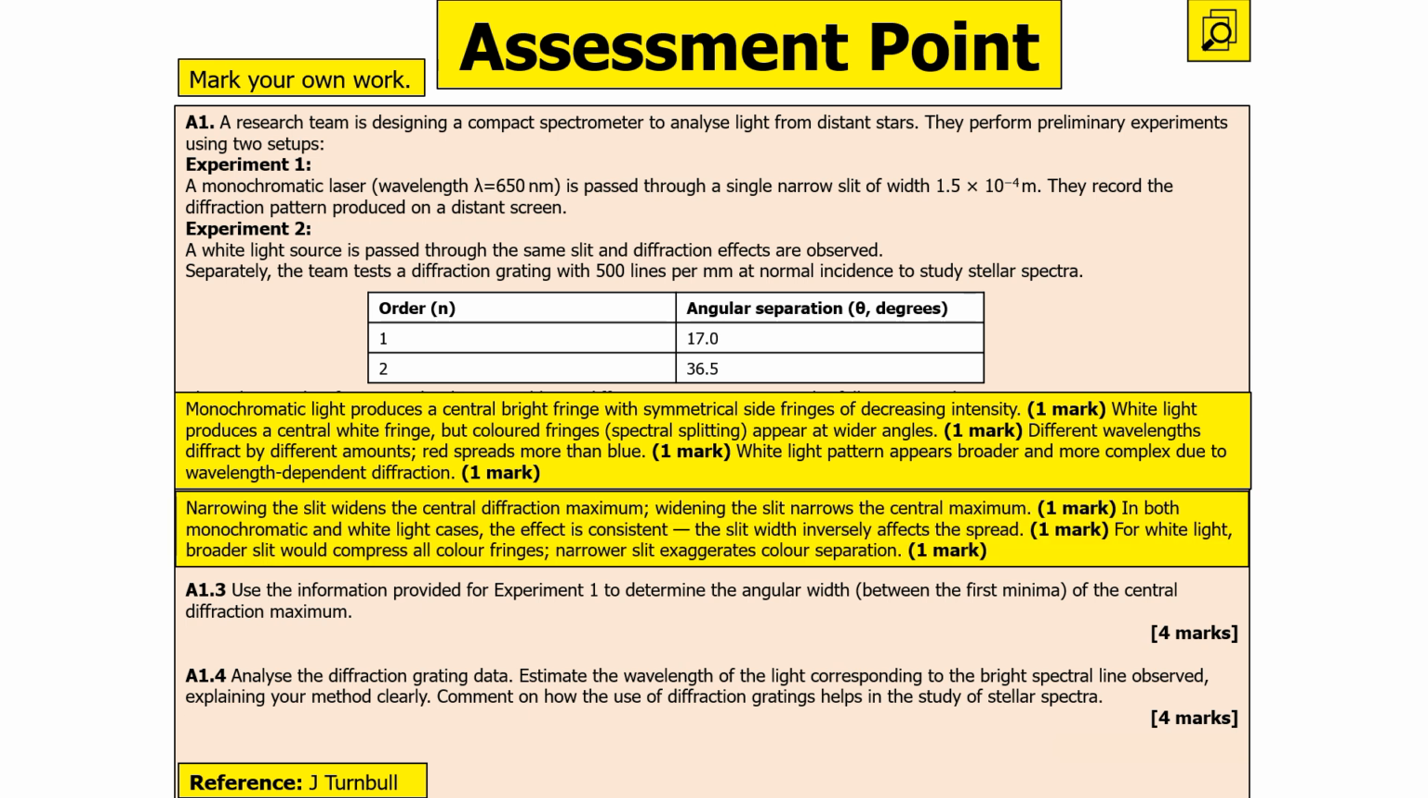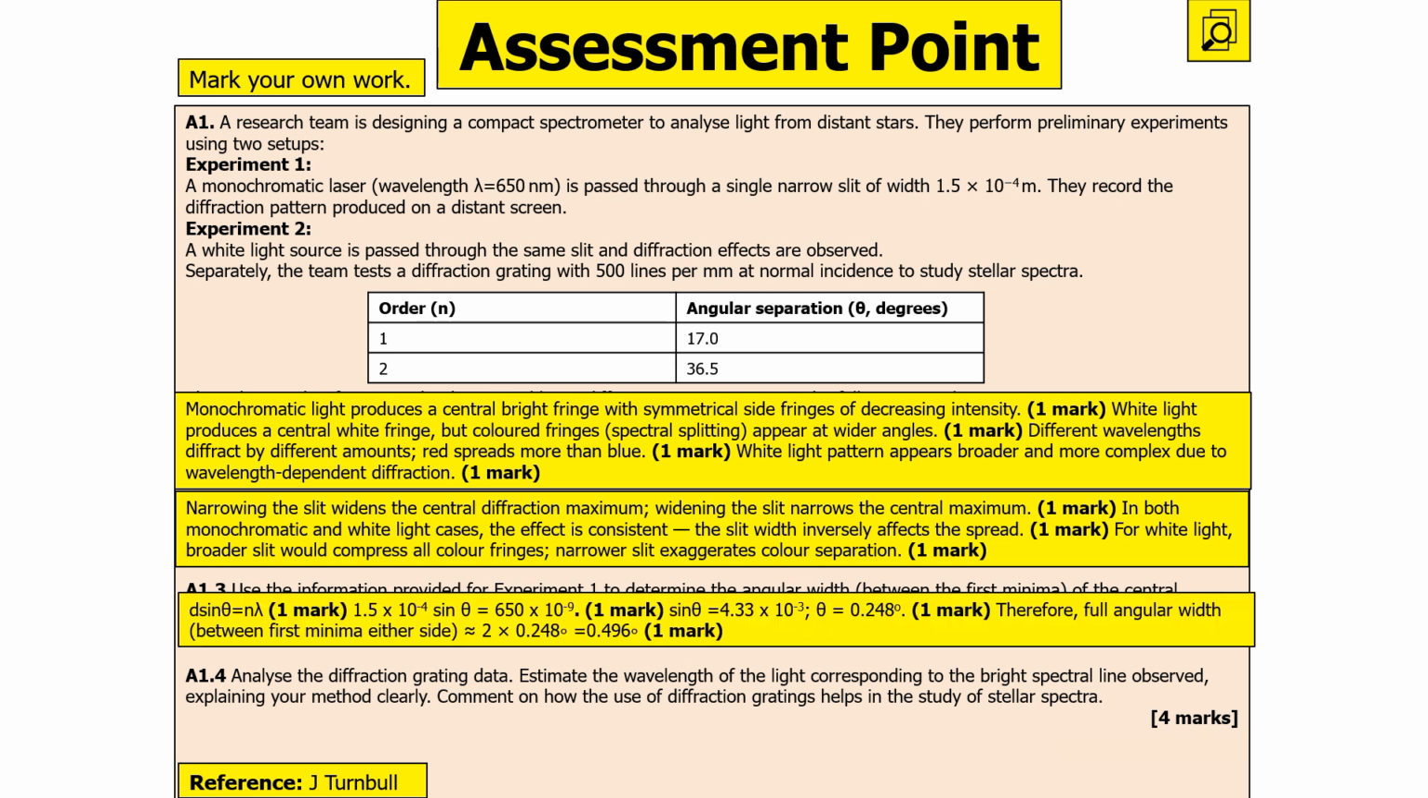Secondly, narrowing the slit widens the central diffraction maximum, and widening the slit narrows the central maximum. In both monochromatic and white light cases, the effect is consistent. Slit width inversely affects the spread. So for white light, a broader slit would compress all colour fringes, while narrower slits exaggerate the colour separation.